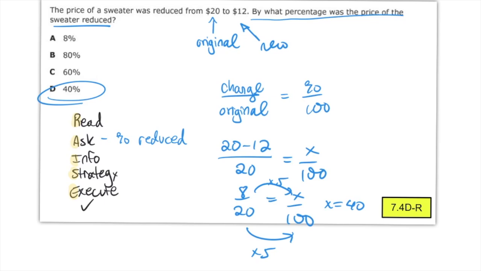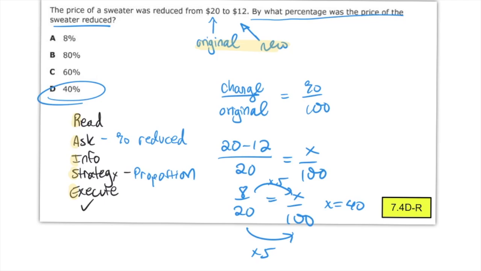So let's think about what we did here. Our information was that the original was 20. Our new price was 12. We see that right here. And the strategy we used was a proportion. We're going to find that in 7th grade math, the strategy we use is often a proportion.